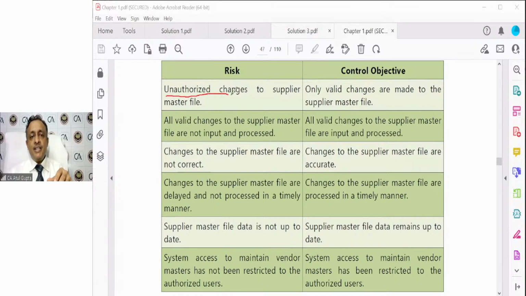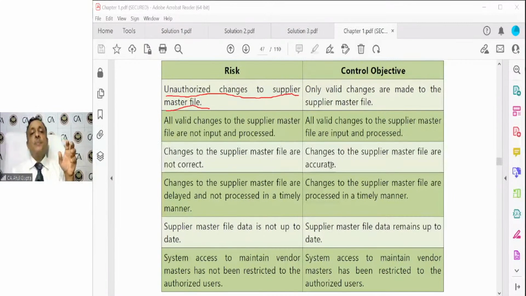Unauthorized changes to supplier master. What I want you to write is what nature of changes you imagine could be done in supplier master. Then we'll see the impact. That is going to create a good discussion. So what is the control? These changes must not be there. That is the risk. You must have a control. Good. So agree.